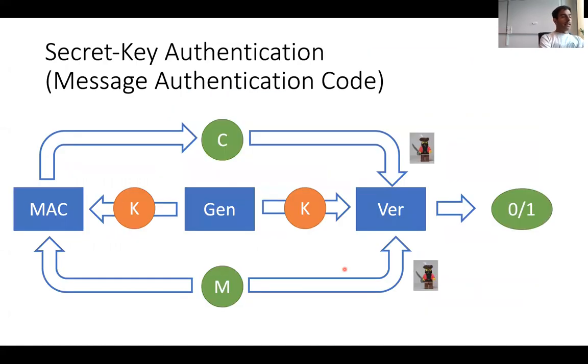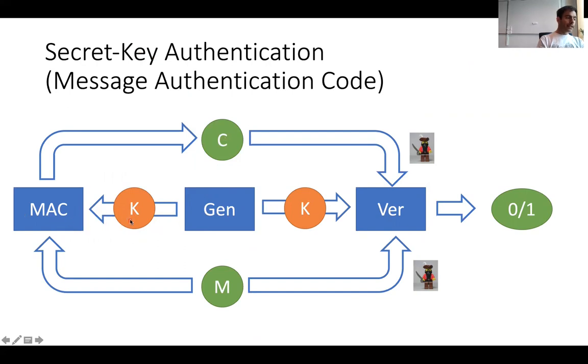So let's start with the syntax of secret key authentication. So this is a MAC scheme, and it looks a little bit like secret key encryption, but it's also very different. So the beginning is similar. We have a key generation algorithm that produces a key, which is delivered to both the sender and the receiver. The key is in a red bubble, which means that it should be kept secret.